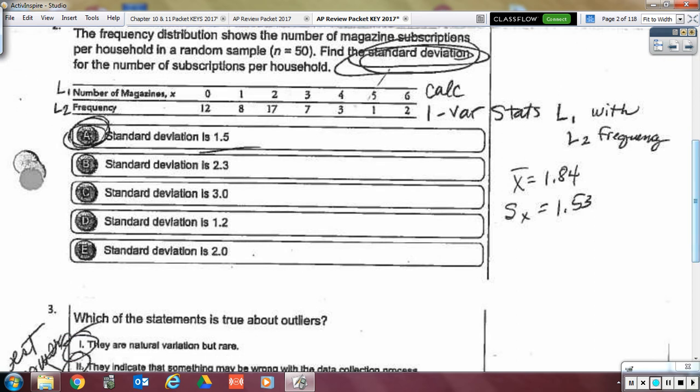Now, I got people yesterday asking me, how do I know if I'm using S of X for the standard deviation or the sigma of X? And the answer is the S of X is based on a sample, and that's what this is. This is your sample standard deviation. Sigma of X is the standard deviation of the population, which is not what this is. So that's how you know you're using S of X.